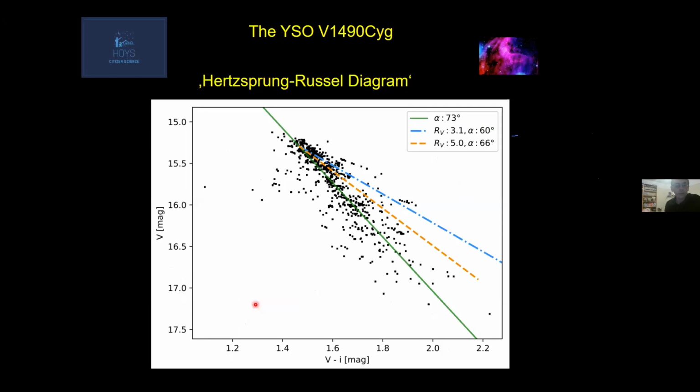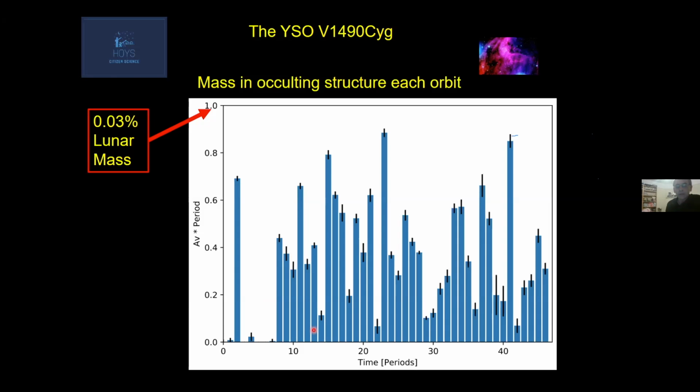So I'm going to skip this one. So what you can do is for each of these dimming events, for each period, you can calculate how much material is there in front of the star. So one here is basically 0.03% in those strange units of the mass of the moon. So you don't need a lot of mass to move in front of the star.